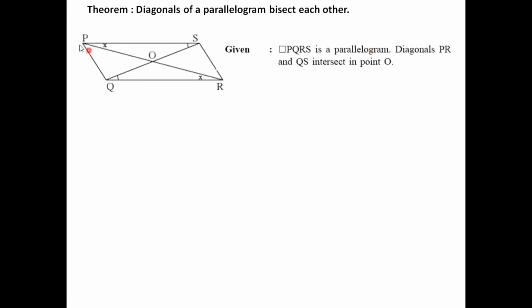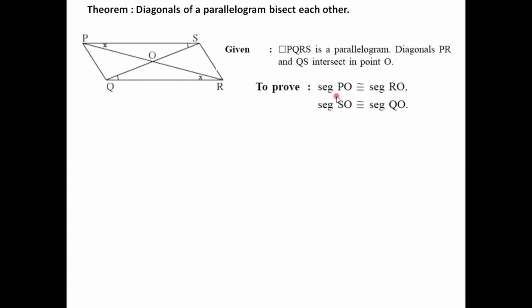Now here the diagonals are PR and QS, and as we can see they are intersecting at point O. So that's given. We have to prove that these two diagonals bisect each other. That means diagonal PR makes two equal parts of diagonal QS, that is QO is congruent with OS. Similarly, diagonal SQ makes two equal parts of diagonal PR, that is PO is congruent with OR.